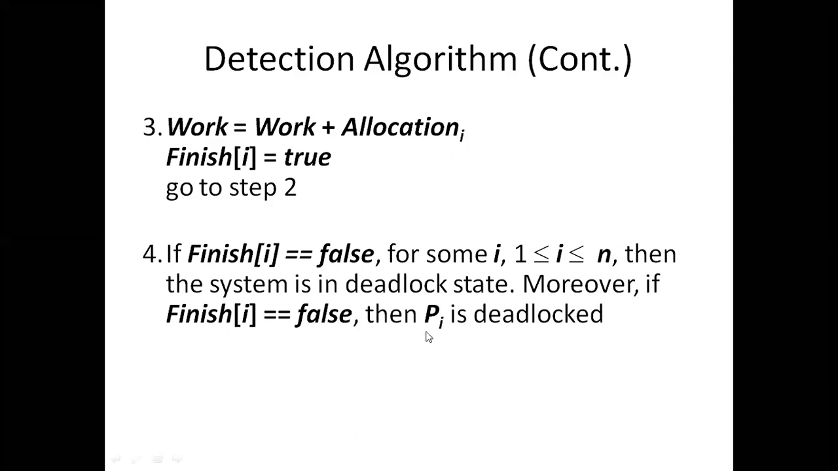Okay. If you are unable to give a resource to the process, automatically we are in a deadlock state. That means finish of i equal to false for any i, for any process. It may be the first process to the n-th process. For any process, if we are unable to give the resources, then the system will be in a deadlock state. That means for that particular process, finish of i equal to false. That means the process is deadlocked.